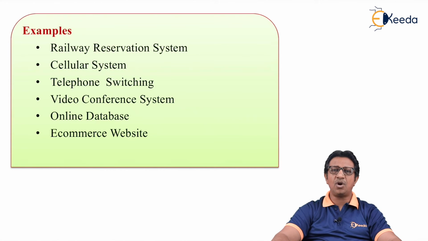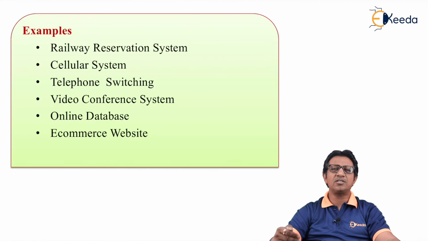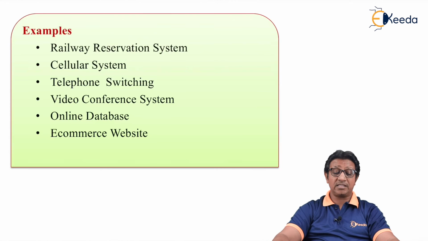Let's see the examples of soft real-time systems: railway reservation system, cellular systems, telephone switching, video conferencing system, online databases, and e-commerce websites. If you see all these examples, they are working in one way or another with respect to computers. In this case, if any deadline is missed, it won't create any disastrous output. Take an example of a cellular system. When I dial a call, if my call is not connected at the perfect time, it won't make any difference. Maybe a delay of 1 or 2 seconds or 3 seconds or 5 seconds is acceptable.